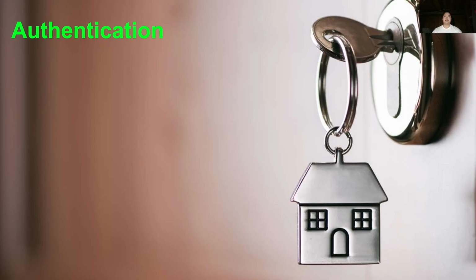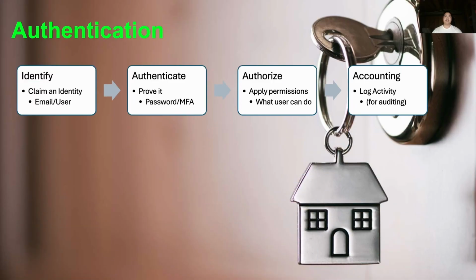The next slide is authentication. In simple words, a login is part of a larger access control process. Identification occurs when I claim an identity. For example, I enter a username or email address and tell the system which account I want to use. Authentication occurs when I prove that I am the account owner. A password is one type of authentication credential.